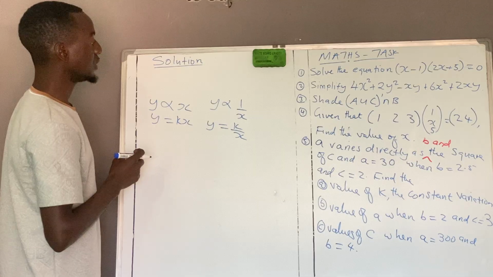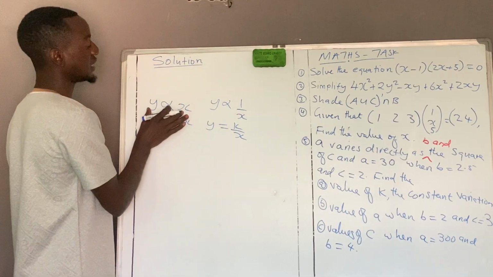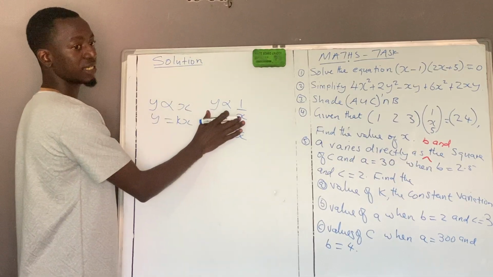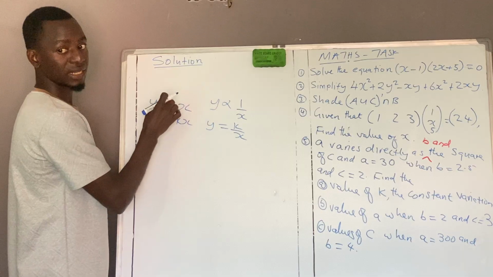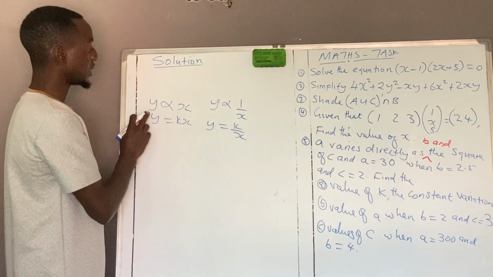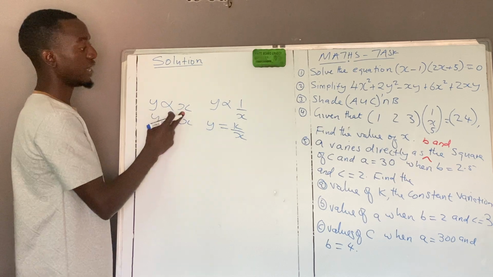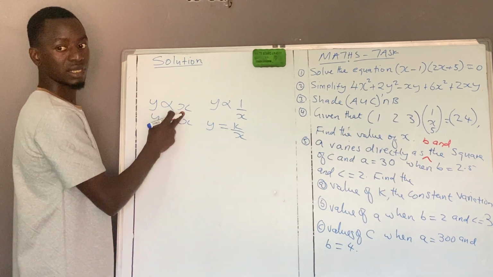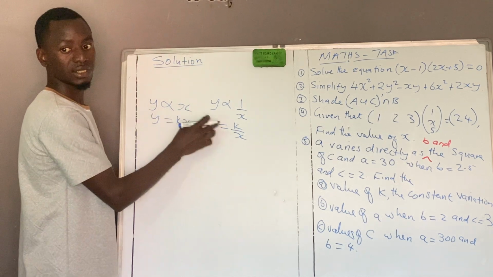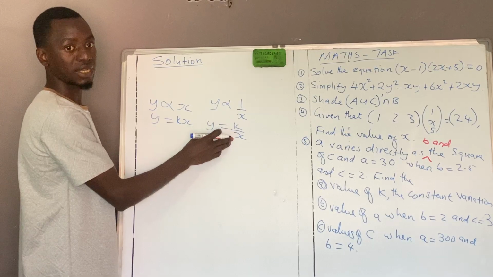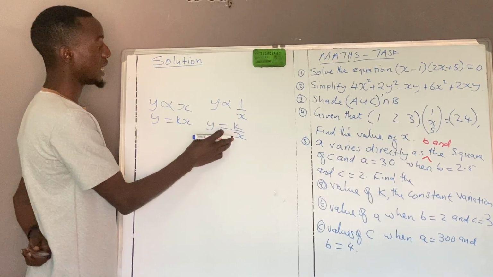Okay. So sometimes the direct and the indirect may be combined together. For example, given that y varies directly as x and inversely as y.